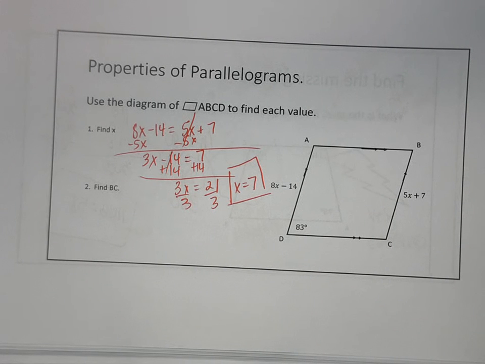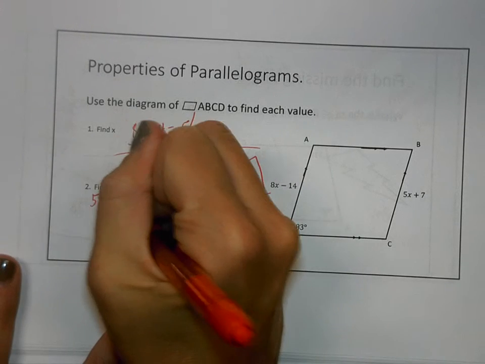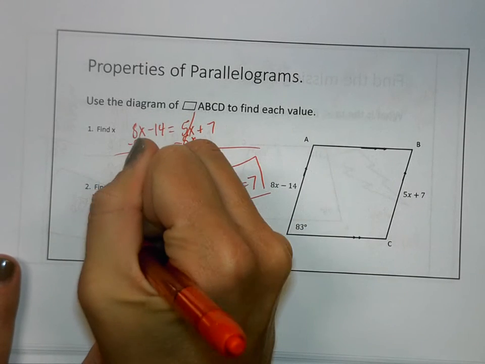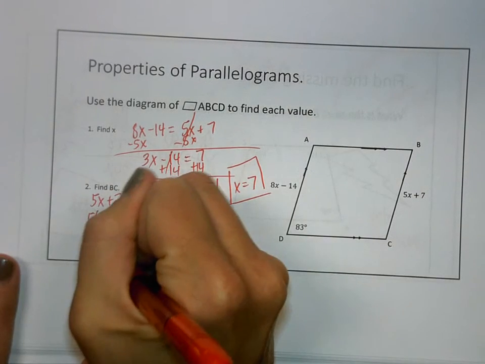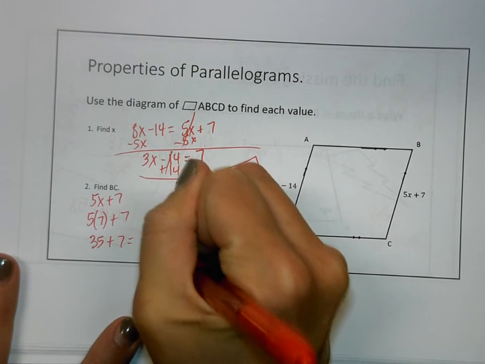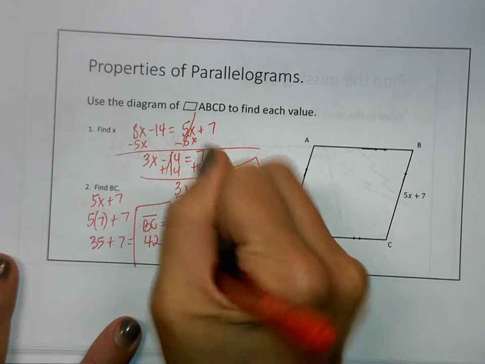Okay, now it says find BC. What will I do in order to find BC? Good, so BC is 5x plus 7. So we go 5 times 7 plus 7. 5 times 7 is 35 plus 7, which is 42. So BC equals 42.